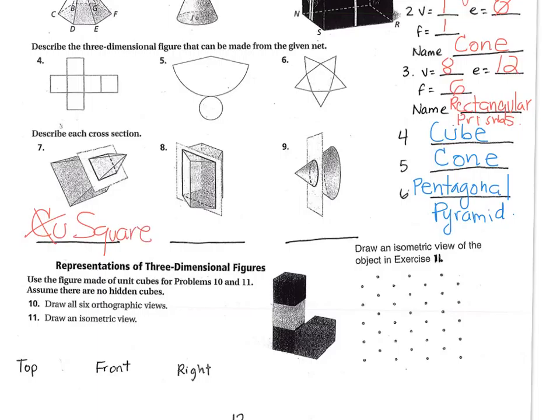Some of you said rectangle, right? It could be a rectangle too, yes. Depends on whatever the base is, but it looks like it's a square. Number 8, it's a rectangle. Number 9, it's a circle.